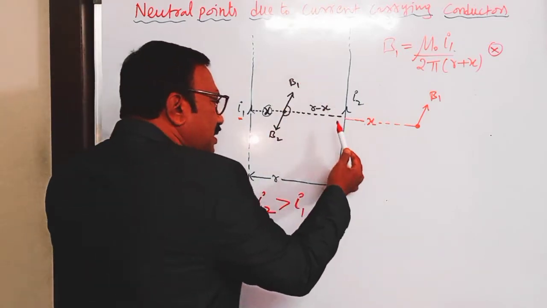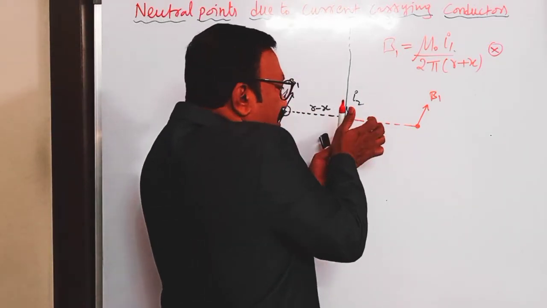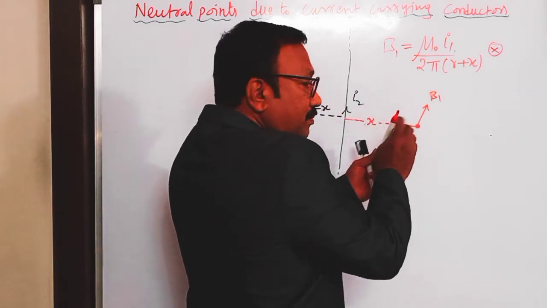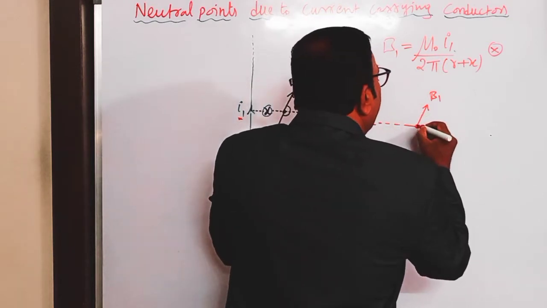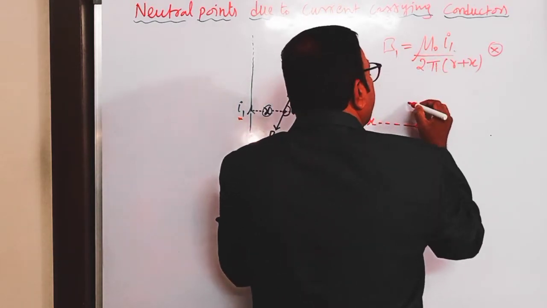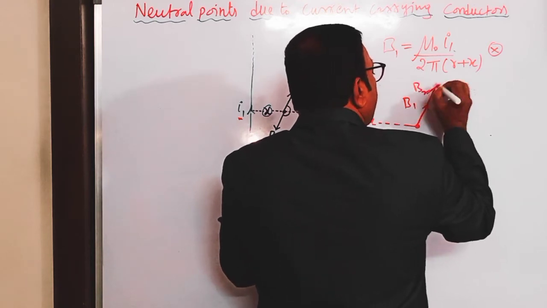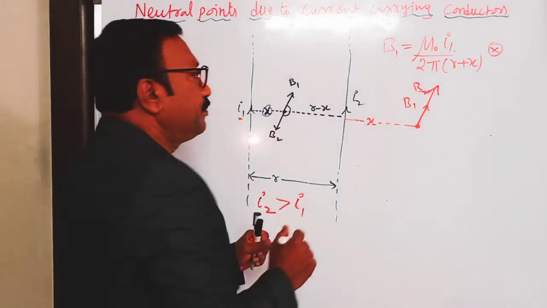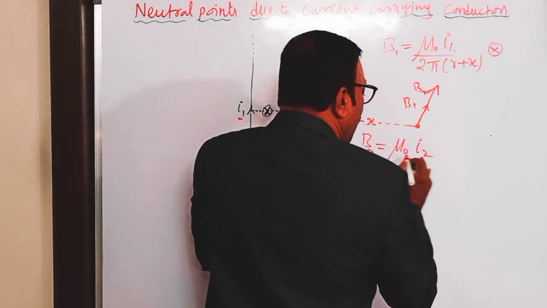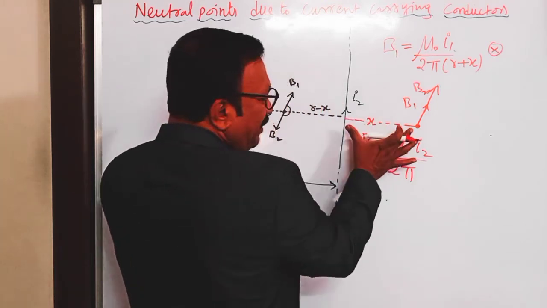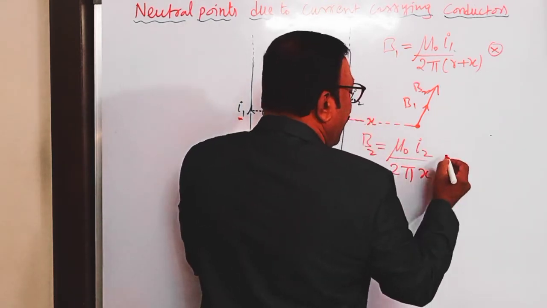Now this conductor also produces a field here. So this field is also inward. Both fields are inward only. So another inward field is produced. This is B2. B1 and B2. And this B2 is given by mu naught I2 by 2 pi. This distance I am taking as x now. This is x. And this is also inward.